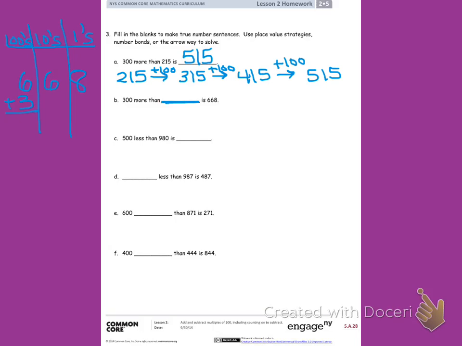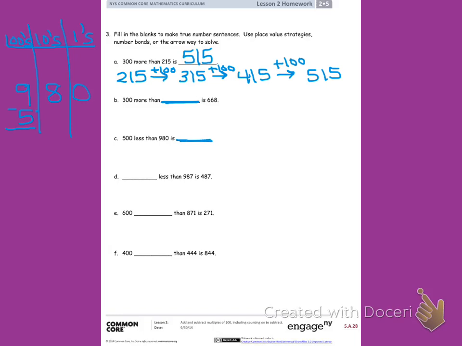Item C, 500 less than 980. 980 is here. And if I want 500 less, that means I want 5 groups of 100 less. So I'll subtract 5 groups. Alright, now you do the subtraction, and you write the answer here.